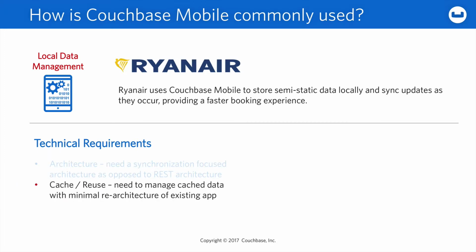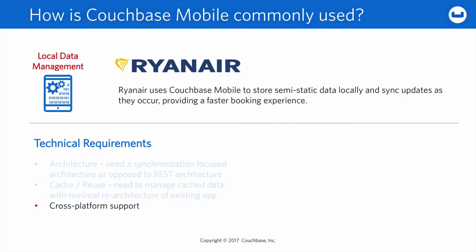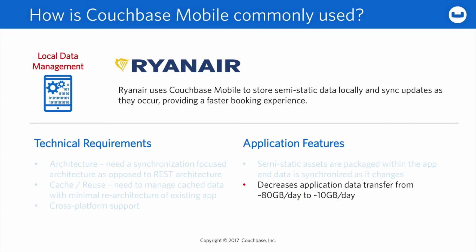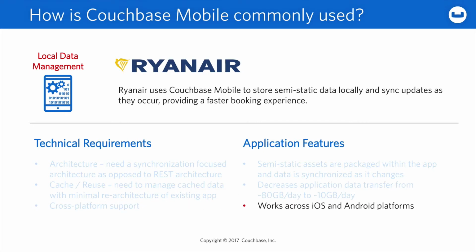But they needed to make this switch to an offline-first architecture without tossing their existing, widely installed app. And of course, it all needed to work across all major platforms. So they retooled their app to use semi-static assets, periodically resynchronized for updates. This dropped average ticket purchase time from 5 minutes to about 2, and reduced daily data transfer by nearly a full order of magnitude, and with all of it working across both iOS and Android.